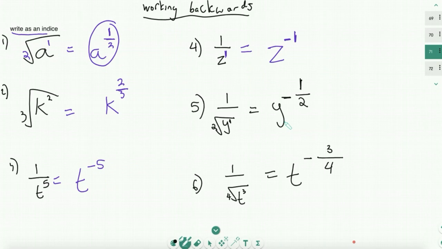This is a super mega important concept, guys. It appears in many topics in shape, obviously indices, but also in quadratics and algebra. So make sure you're comfortable going backwards and forwards.